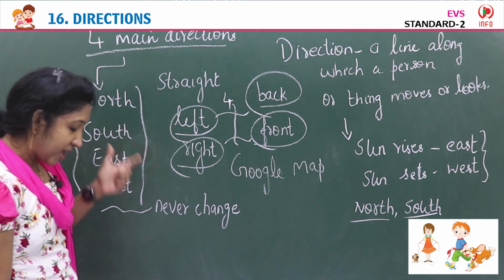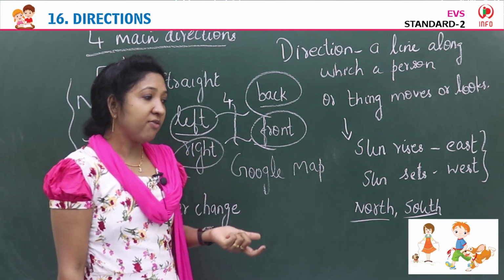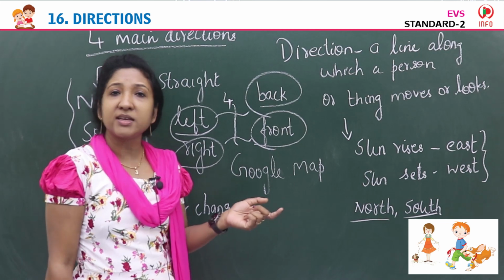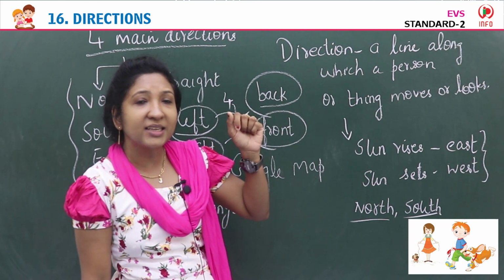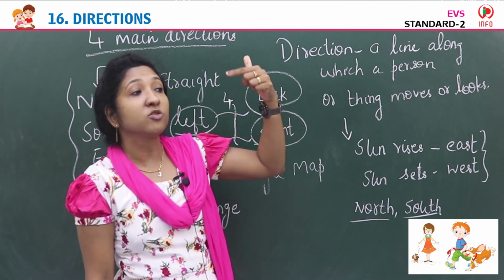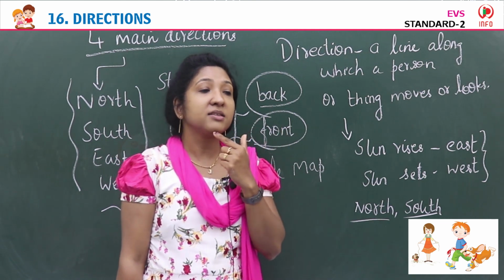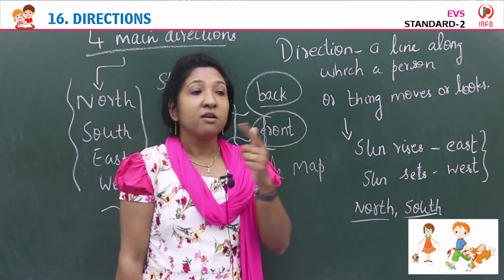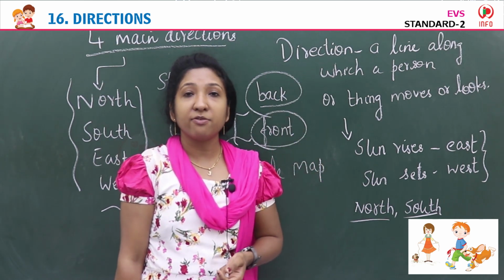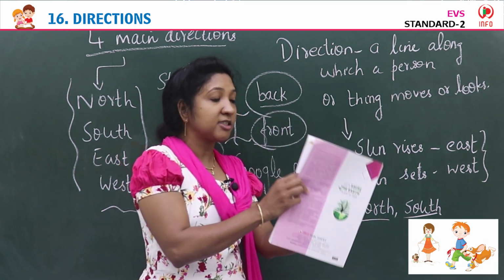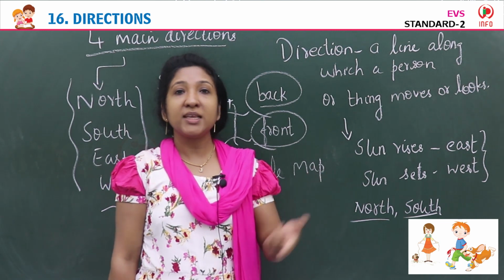Okay? Yes, so we are learning about directions. Every time we use these words: right, left, front, back and all. Where is Rahul standing? Rahul is standing at the back of Rohan. Where is Diya sitting? Diya is sitting opposite to her friend Tina. Tina is sitting here. Diya is sitting opposite to her.